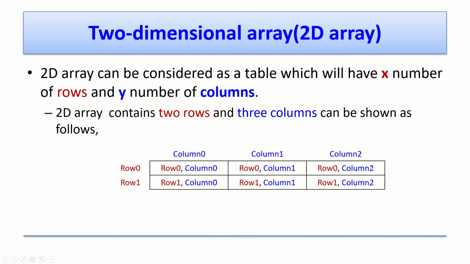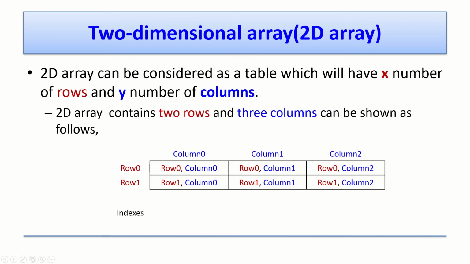Likewise, each cell can be identified by using its column and row number, which is unique. For example, this label, row 0, column 1, is unique within this table. That means we can't have another row 0, column 1, so we can have only one such cell. This label cannot be repeated.